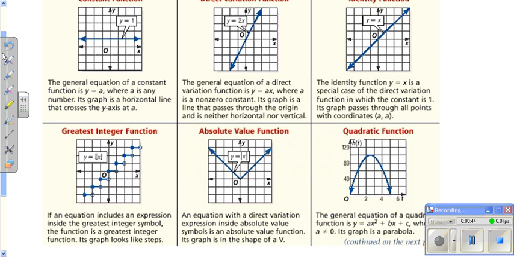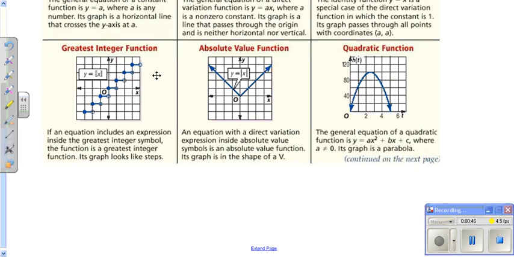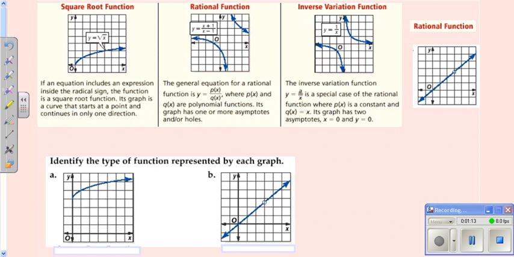We also have the greatest integer function, which are the step functions that we had talked about earlier in the course. Then we also have absolute value. We said absolute value is always in the shape of a V, and then we have quadratic. Quadratics are always in the shape of a parabola, and may be a parabola going up or a parabola going down. And then in chapter 8 we did look at sideways parabolas, but for the most part we're looking at parabolas going up or down here.